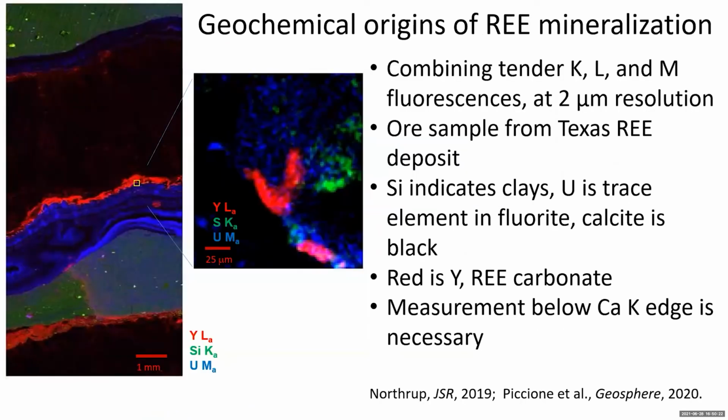This is a study that looked at yttrium, which goes along with the rare earths, as well as sulfur, silicon, and uranium. On the left, you see a map that includes the yttrium L edge, silicon K, and uranium M fluorescences. And the red line in the middle there is a rare earth yttrium carbonate mineral. An extreme close-up of that, done at our highest resolution, shows there's also sulfate in the neighborhood, but it's not participating in the carbonate mineral. And there's also uranium, but that's present in fluorite, which is associated with the carbonate.